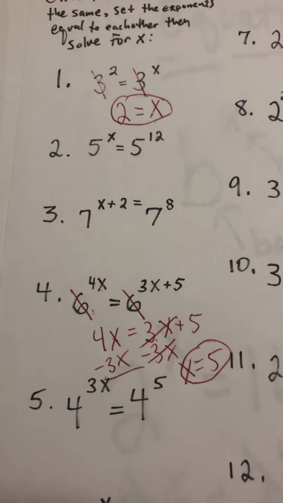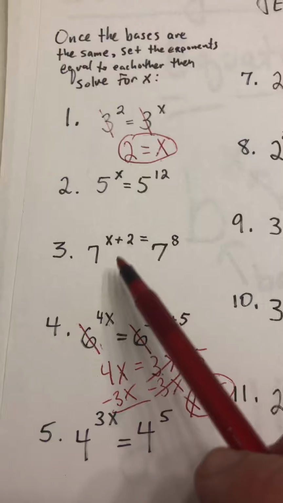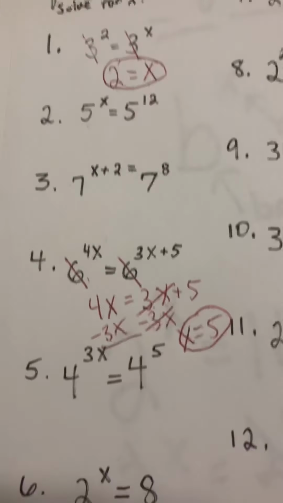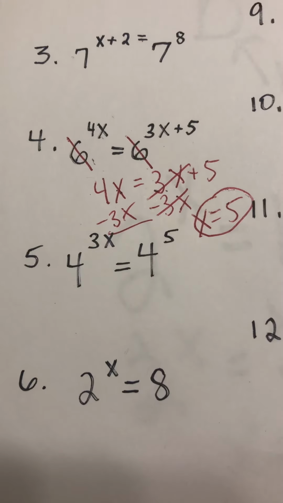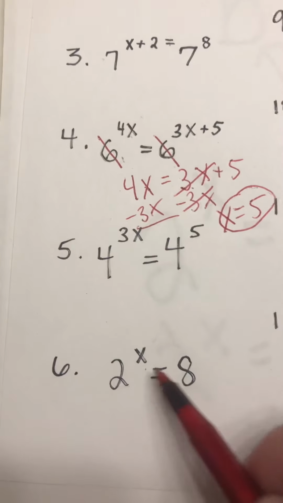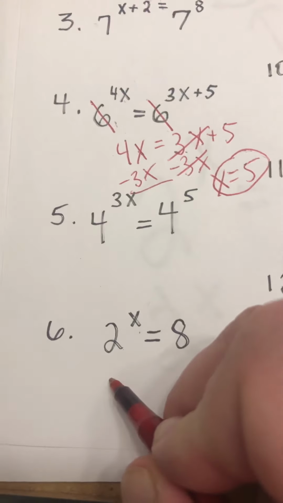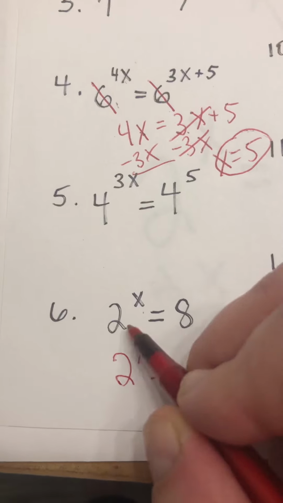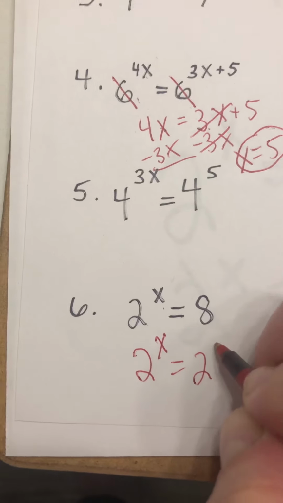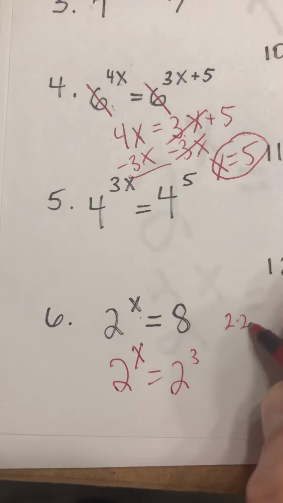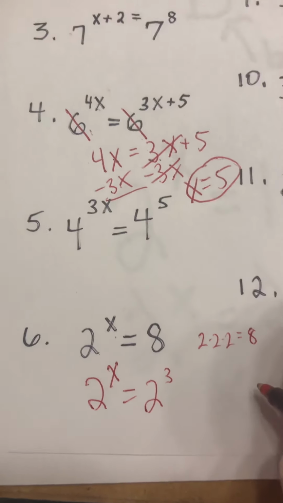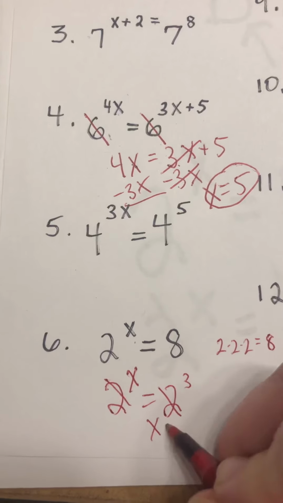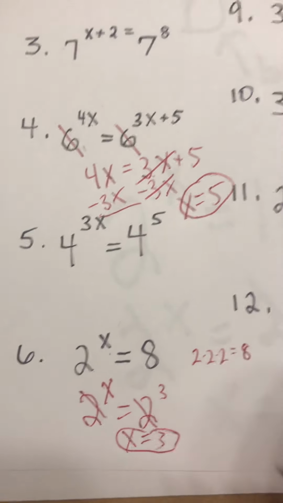So again, if the bases are the same, you simply cross off the bases and then set the exponents equal to each other. Well, what if they weren't the same number? So let's take a look at number 6. This one says 2 to the x equals 8. Well, I know 2 and 8 are bases. They don't equal each other unless I write 8 as 2 to the 3rd, because 2 times 2 times 2 would give us 8. So now the bases equal each other. You can see that x equals 3, just like that.